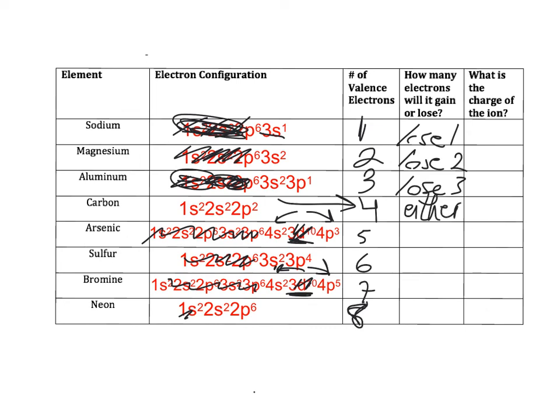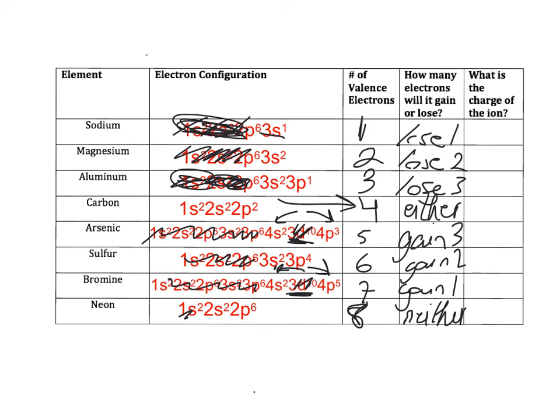Once we get to arsenic, though, and things with 5 valence electrons, it's going to be easier to gain 3 electrons than to lose all 5. So it's just going to go out and find 3 more electrons. Sulfur is going to gain 2. Bromine would gain 1. Whereas neon already has 8. It's perfectly happy. It's not going to give up any. It's not going to lose any. It's going to do nothing.